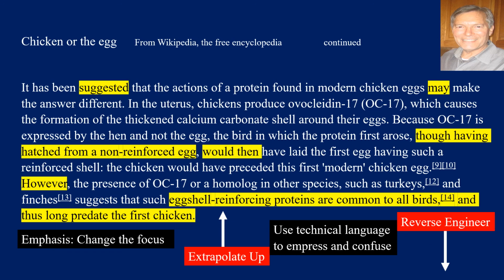And now they're saying, well, the chicken or this bird laid a non-reinforced egg, and the protein that was in them later on created this OC17 hard-shelled calcium carbonate shell around the egg. That's just a lot of dancing, in my opinion.